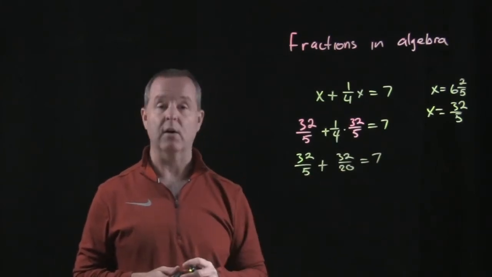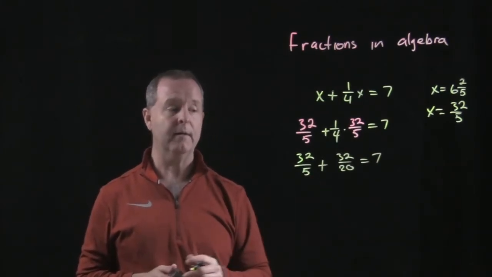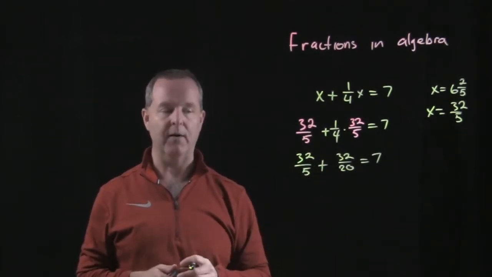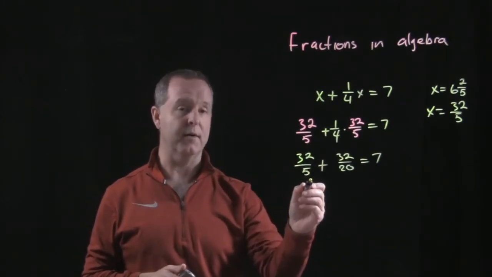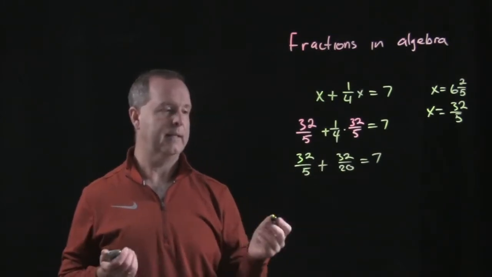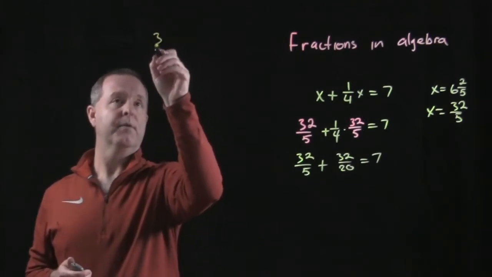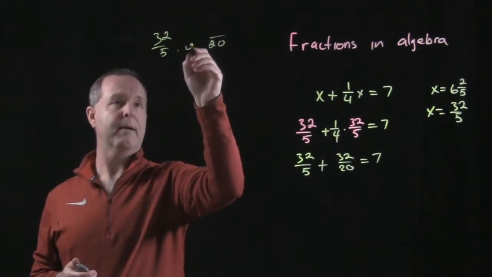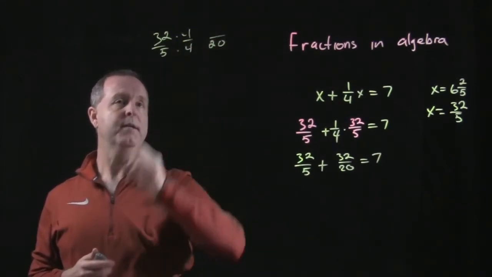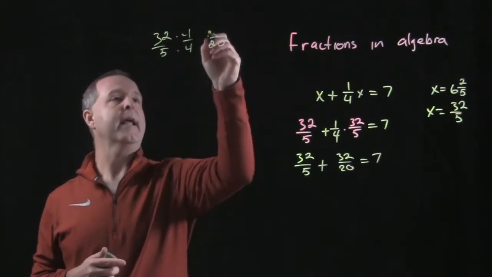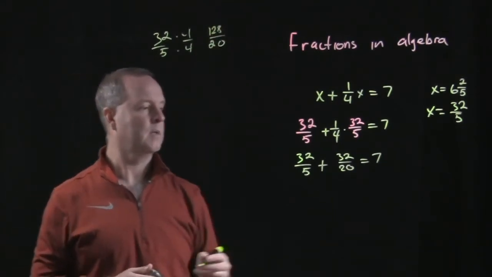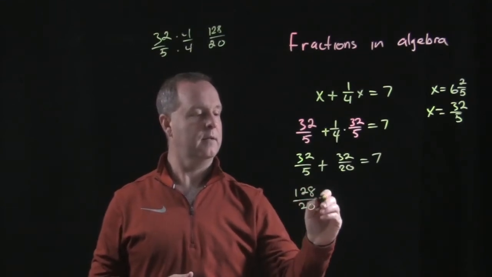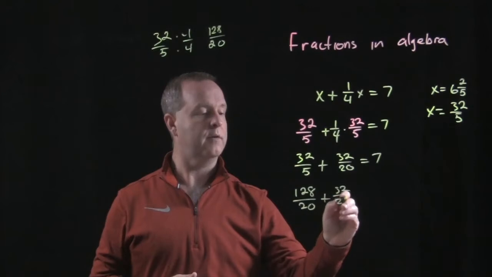From there, we need to find a common denominator. It looks like 20 will be my common value for my denominator. So I need to convert 32/5 to something over 20. So 32 over 5, I need to multiply it by a 4. 32 times 4 is 128. So I have 128 over 20 plus 32 over 20.